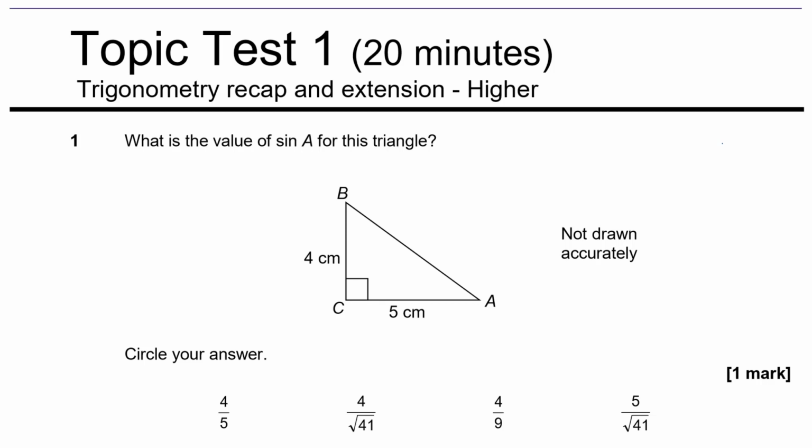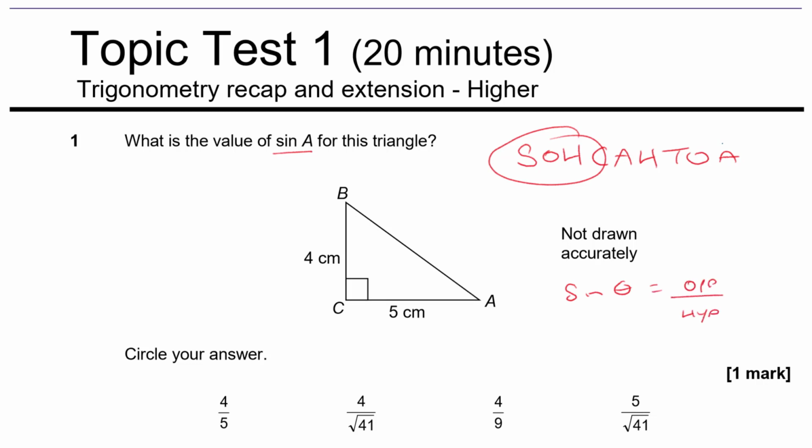Okay, so let's have a look at question 1. What is the value of sine A for this triangle? I don't know how you remember your various trigonometric ratios, but I tend to use SOHCAHTOA as a mnemonic to remember which way around everything goes. We're interested in the sine of A, so sine of my angle is equal to opposite over hypotenuse.